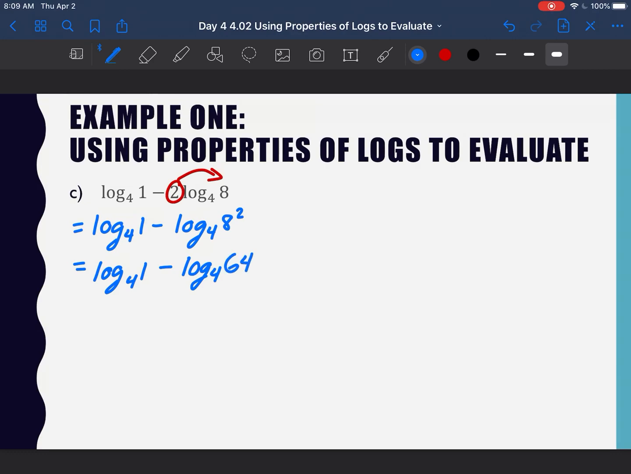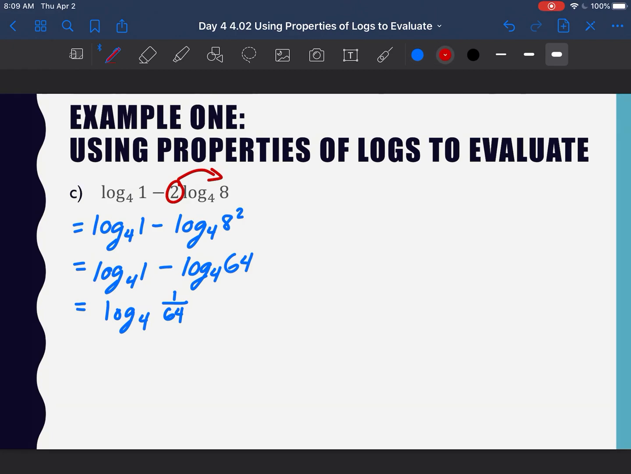And now that we took care of the number that was in front, we can combine them into a single logarithm. Again, the end goal is that we solve it all the way. So log 4, this is subtraction. What do we do to combine two logs that are being subtracted? We divide. So it would be 1 over 64. And it does have to be in that order, by the way, just a reminder.